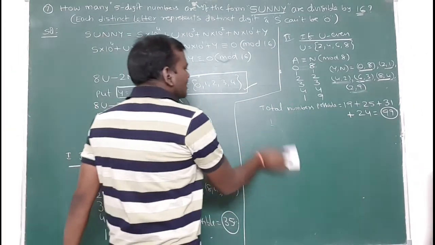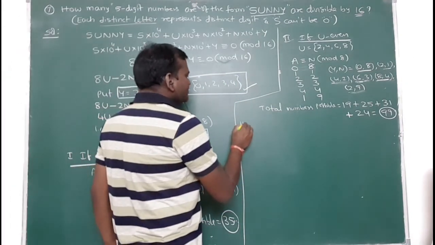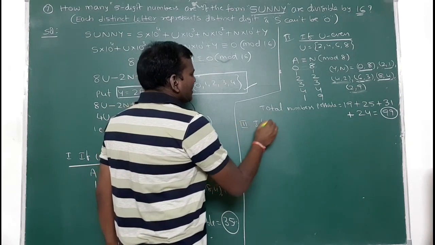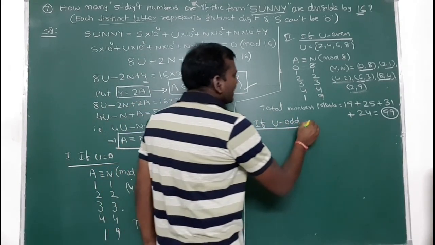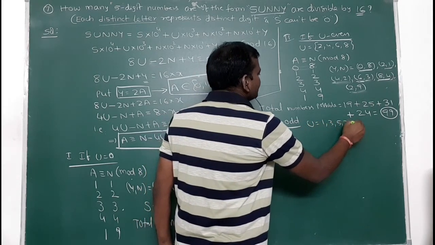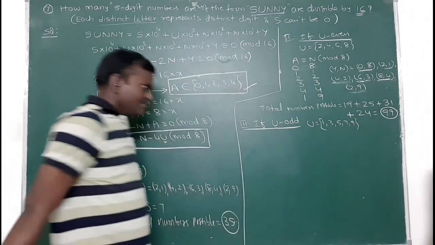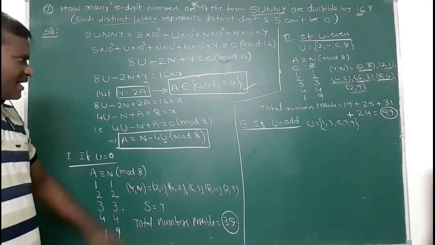Similarly, I will consider the u is odd case. Third case is if u is odd. U is odd means u is equal to 1, 3, 5, 7, 9. U value is 1, 3, 5, 7, 9. So what is our equation?